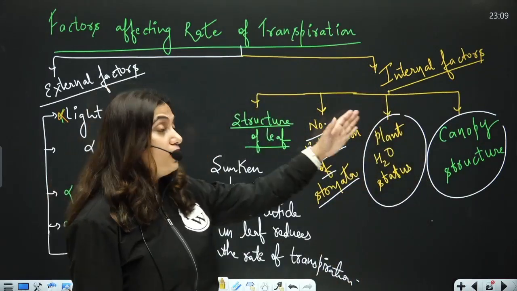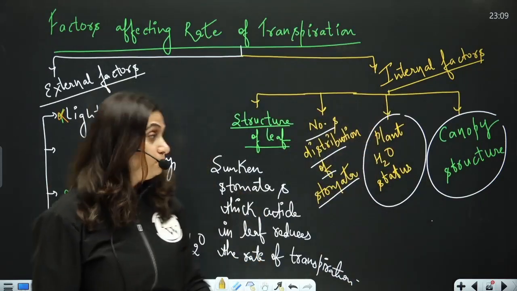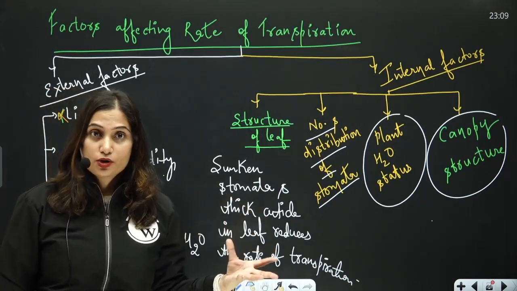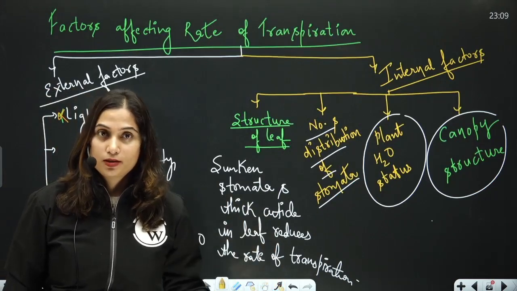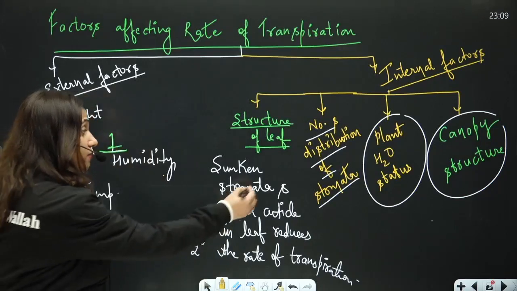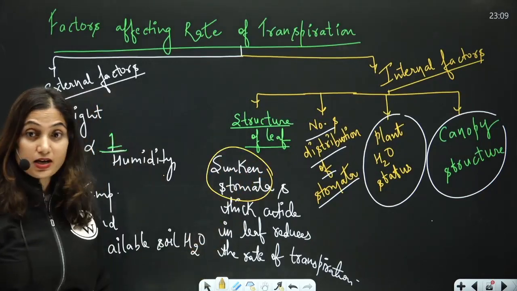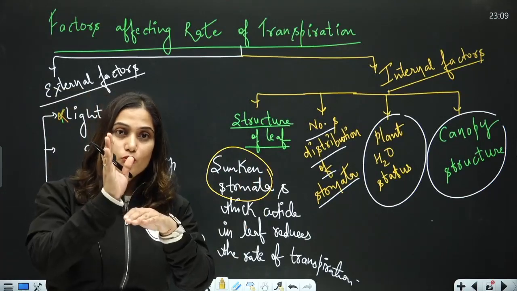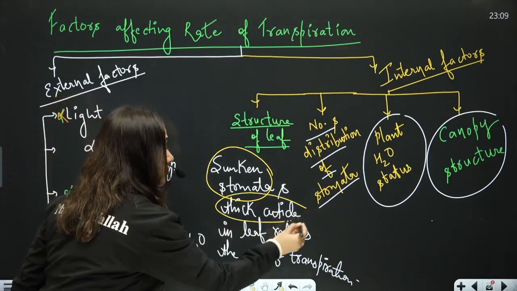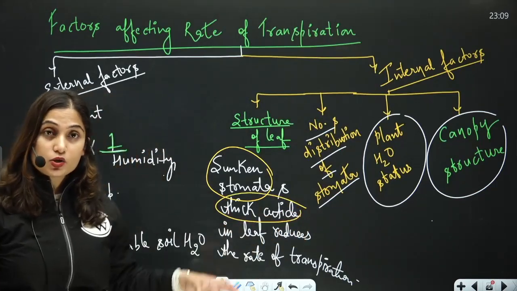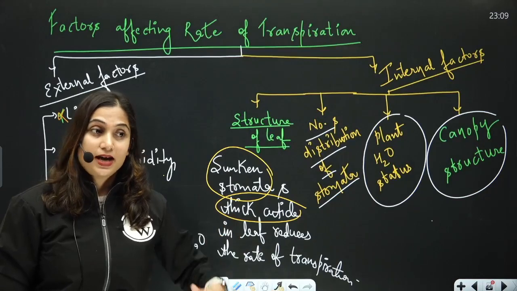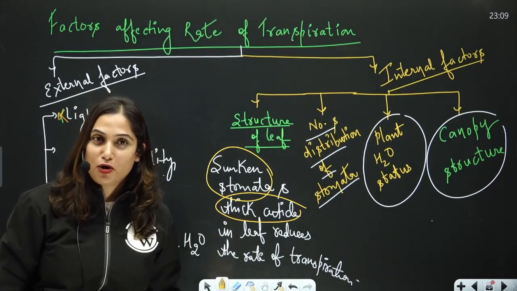Then internal factors, the factors of the plant. The structure of leaf. If the number of stomata is more in the leaf, there will be more transpiration. But some leaves reduce the rate of transpiration because they have sunken stomata. Sunken stomata, the stomata are not exposed, but they are embedded into the epidermis. And thick cuticle. Cuticle is a waxy covering on the leaf. So some leaves have thick cuticle and sunken stomata, like in C4 plants and in desert plants, and this reduces the loss of water.